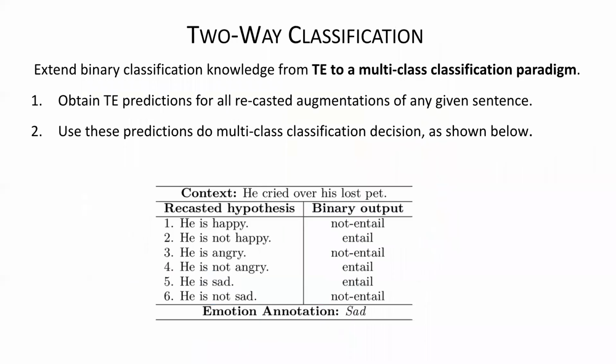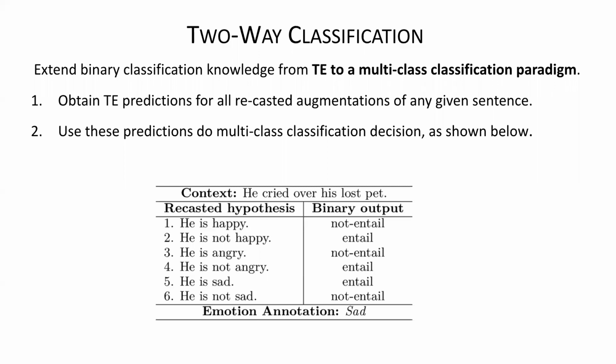Then, as I told you, you can do a two-step classification, which is explained in more detail here. So you can see this: he cried over his lost pet. Now, if there are three labels, sad, angry, and happy, you can have six pairs, and you can have the following predictions, for example, by a model. Now you can use these predictions to determine, without even knowing the actual label, that the label given by the model is sad. So we can basically use the textual entailment output as a prediction for the original classification label.